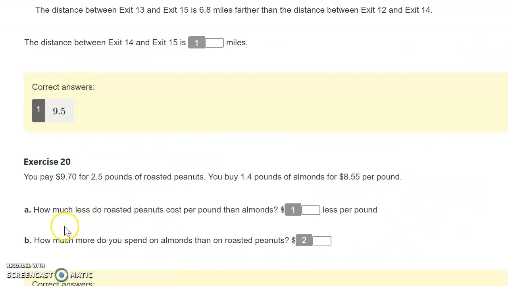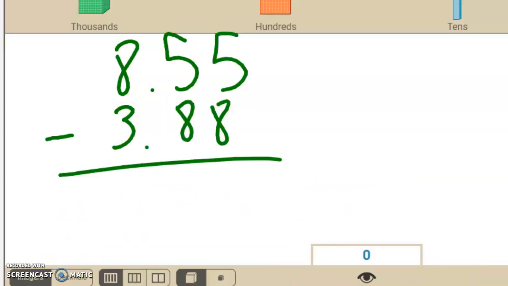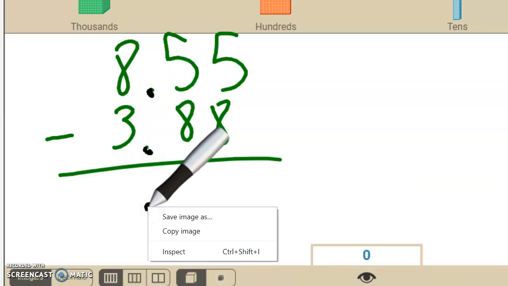So our first question says, how much less do the roasted peanuts cost per pound than the almonds? Well, when I look over here, I don't have to do anything because they're telling me that per pound it's $8.55. So what I do is I take my per pound of the peanuts and I subtract it from my per pound of the almonds. And the hardest thing that I have to do with this is making sure that my decimal is lined up, and then I do the subtraction correctly.